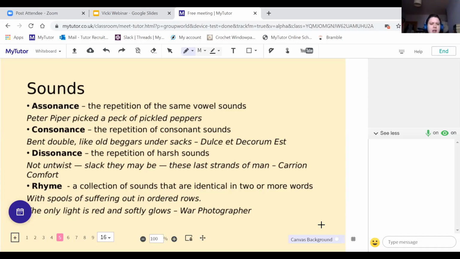So going back to plosives then. I think I have talked about this way back in week 2 of the online school, so a very long time ago.